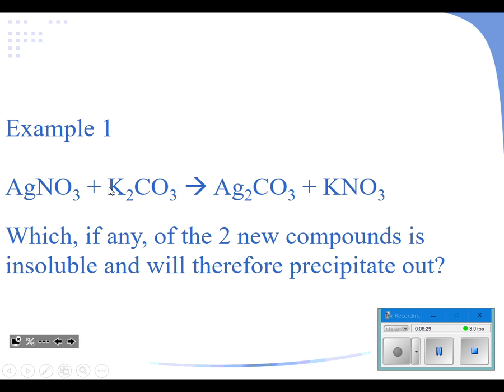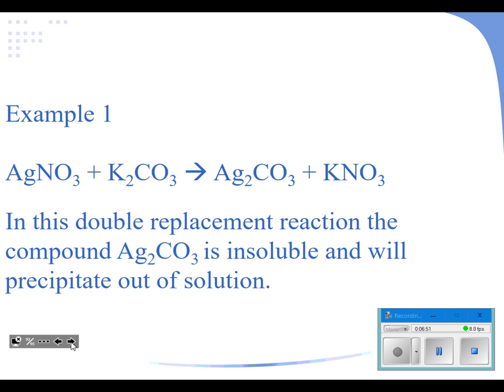So if I had AgNO3 added to K2CO3, which is silver nitrate and potassium carbonate, we would end up with silver carbonate and potassium nitrate. So we could look these up on our periodic table on the back, and when we look those up, we would see that CO3, when it's combined with Ag, is insoluble, and it would be the precipitate. Whereas if we look at NO3, potassium NO3 is soluble, so it would just be aqueous.